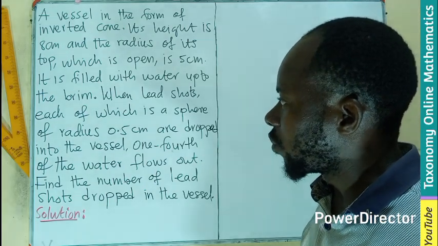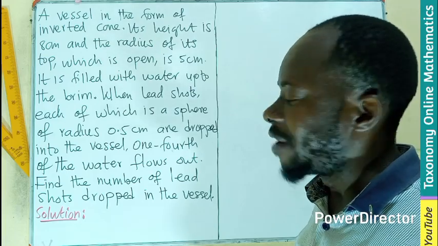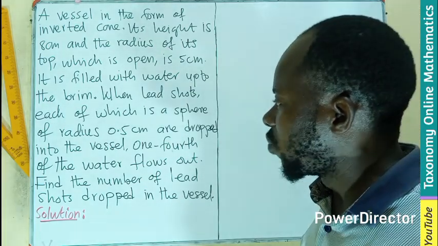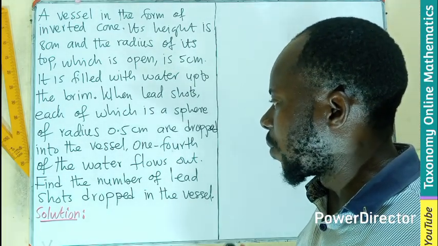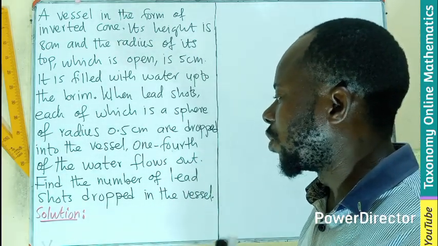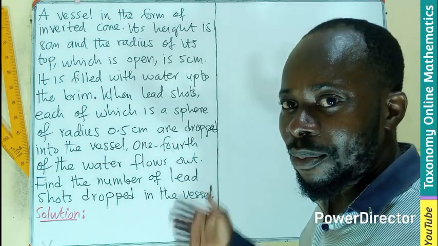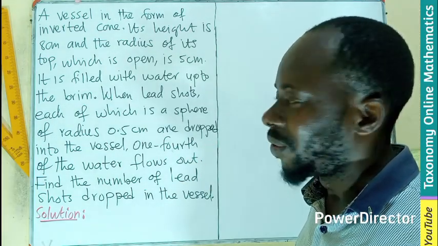So when lead shots, each of which is a sphere of radius 0.5 centimeters, are dropped into the vessel, 1/4 of the water flows out. So we have to find the number of lead shots that were dropped into the vessel. You can pause the video and try your hand on it.